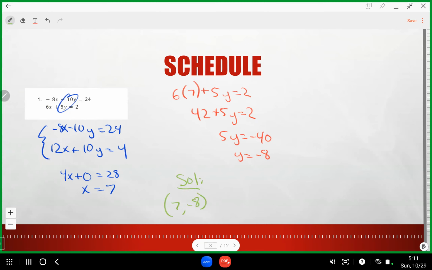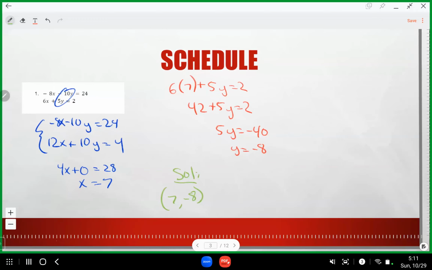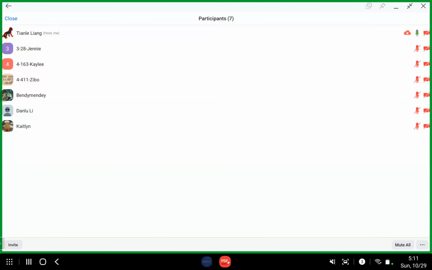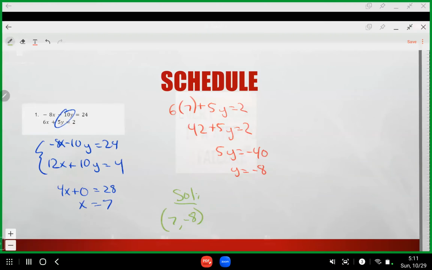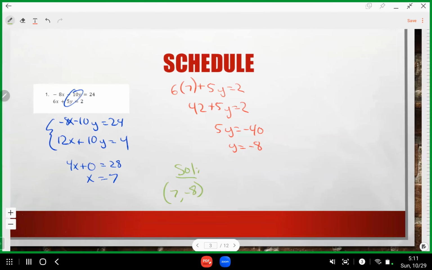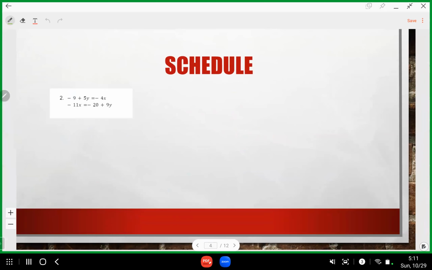Are there any questions on this? If there are no questions, then I will continue. The next question is number 2 here: negative 9 plus 5y is equal to negative 4x, and negative 11x is equal to negative 20 plus 9y. I'll give you a couple moments to do this, and then we'll come back.